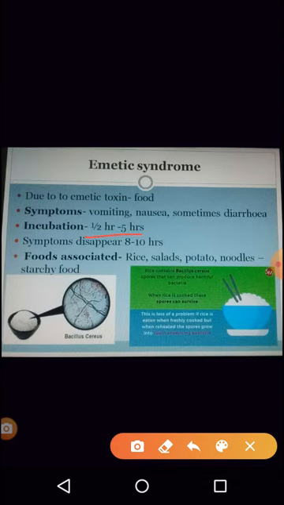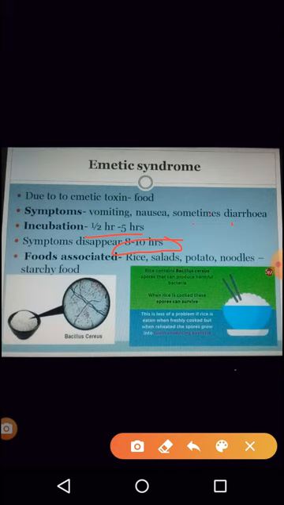Within half an hour of the ingestion of the toxin, not necessarily the microorganism, the toxin, and up to 5 hours, you may start getting the symptoms. And since it is acute, the symptoms disappear within 8 to 10 hours. It is short lived. What are the foods associated?